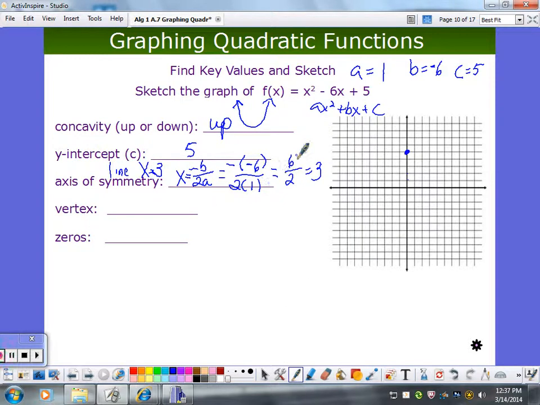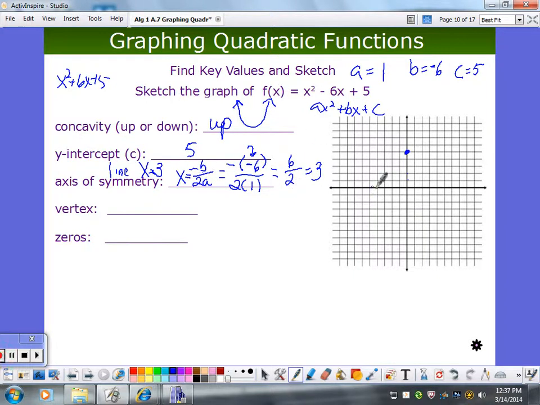So, will the b always be negative? No. What if I have a different function? Plug it in. There's always a negative here, and then you put b here, whether it's positive or negative. The formula is negative b over 2a. So if b is negative, a positive will come out. If b is positive, it will be negative. But then a matters too. All right, so x equals 3.